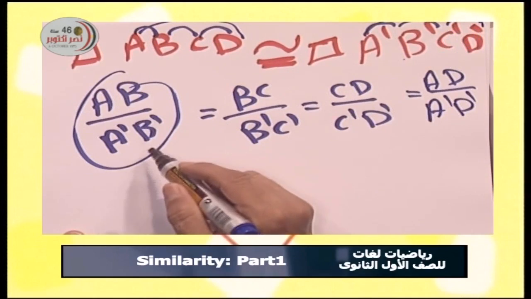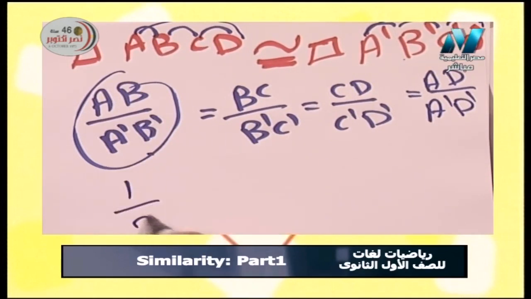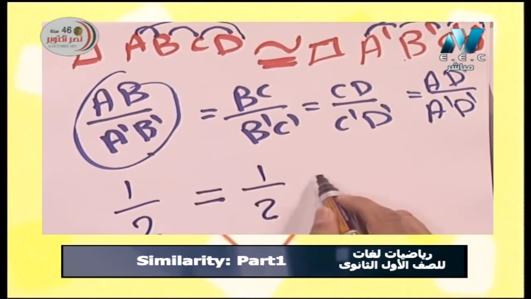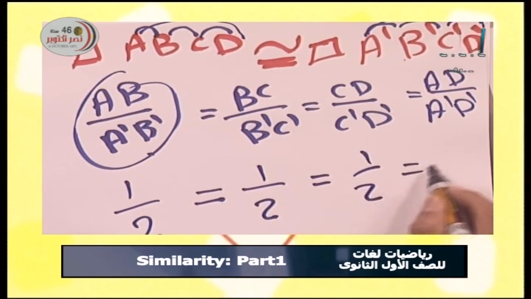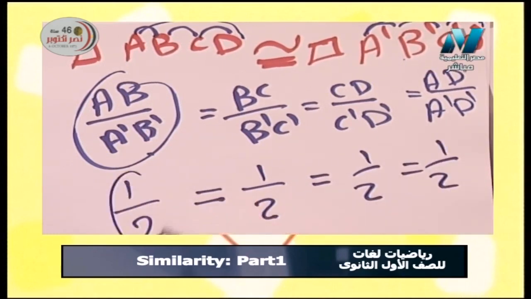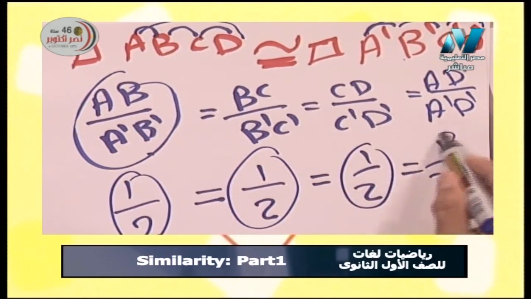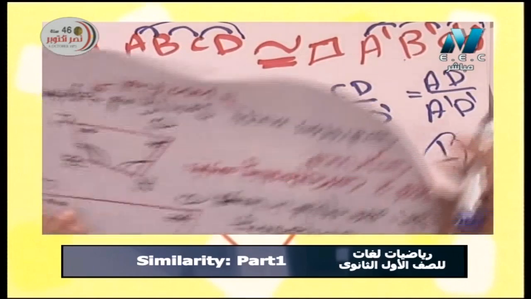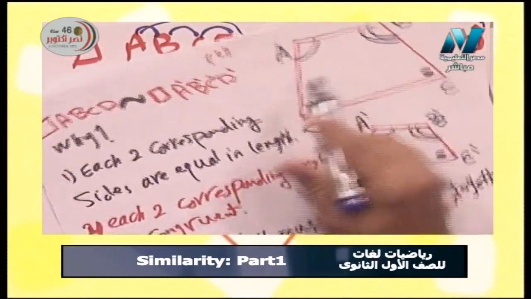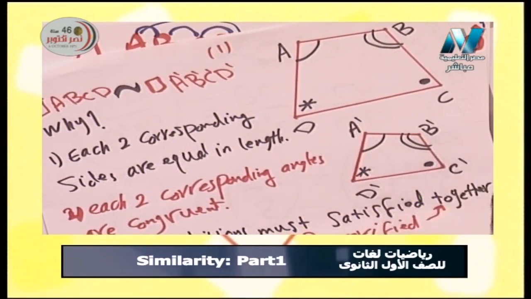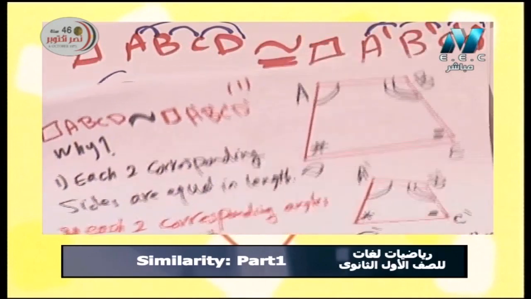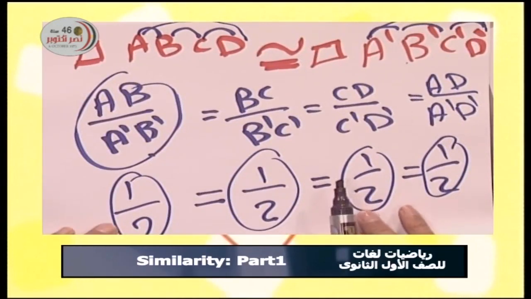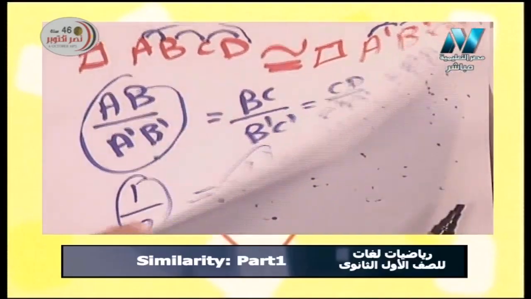Okay, if this ratio equals 1 over 2, this ratio will be 1 over 2, and so on. When these ratios are equal, that means that the two quads A, B, C, D and A dash, B dash, C dash, D dash are similar. But the two conditions must be satisfied or verified together.